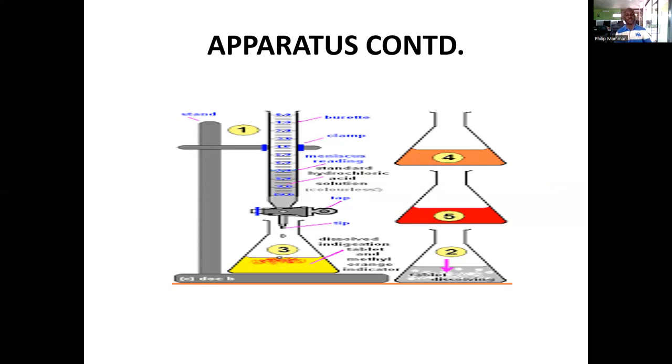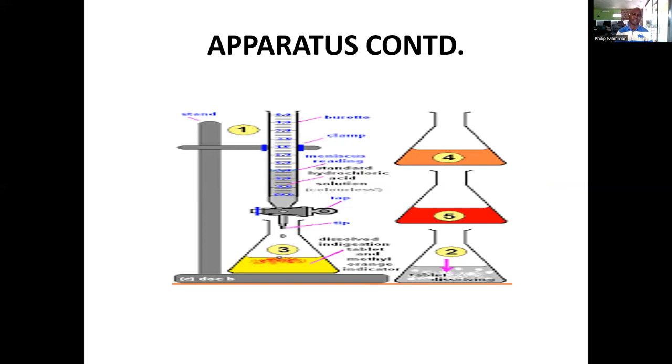Once again, you have your retort stand, which the burette is clamped to. Then you have your tap that you use to release your acid into the conical flask, as you can see there. Then, of course, you have your number three, which is your conical flask containing your yellow base, which has an indicator. I said it is methyl orange, because methyl orange turns a base to yellow color. Then the different stages of the titration. Obviously, number five is the point where the color has changed.